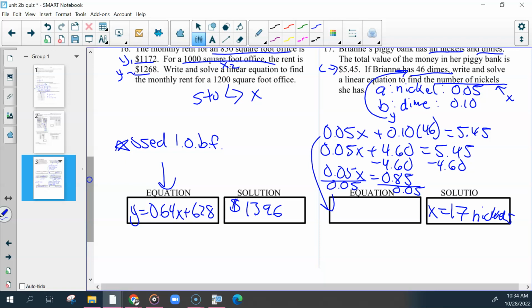Other questions on that yet? How do you know which one is x and y? It really doesn't matter, it just has to relate to this. So if you make dimes A, then dimes, number of dimes has to be y. They just have to go together. Other questions?